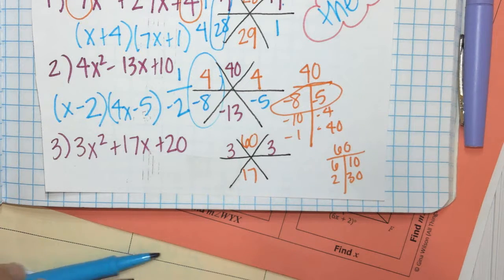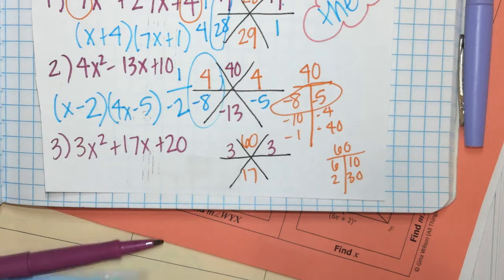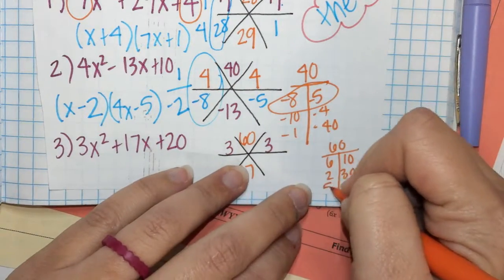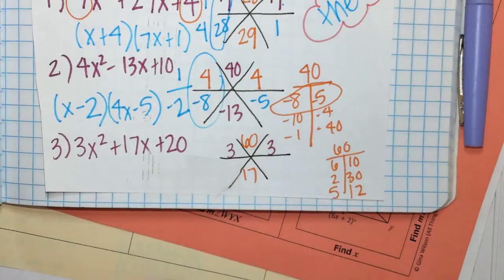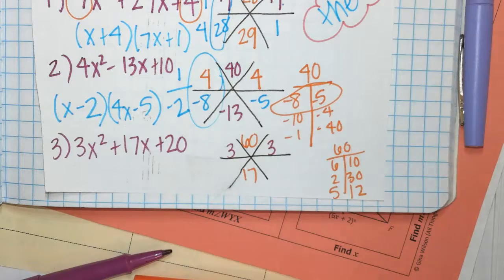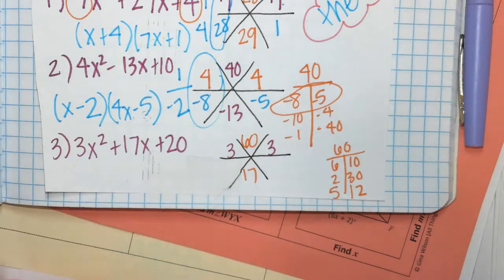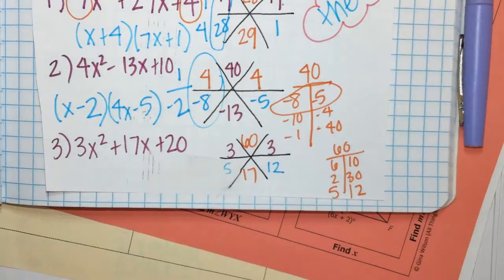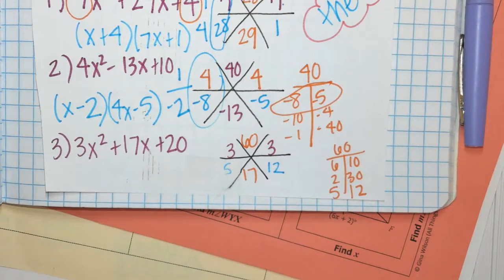How about 4 and 15? Does that add to give us 17? Yeah. Winner, winner, chicken dinner. Unless you're a vegetarian like me. Winner, winner, veggie dinner.